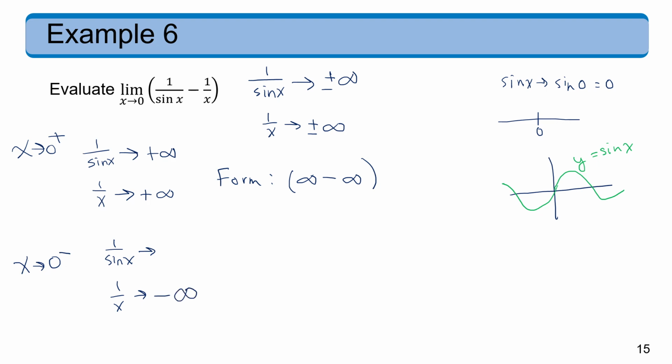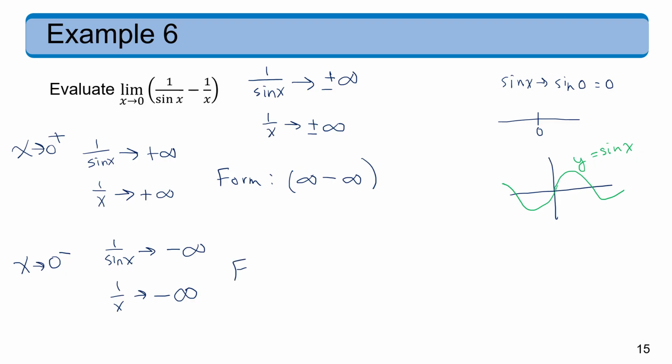Now let's look at the 1 over sine x. So first look at sine. As x approaches 0 from the left, notice the sine is taking on negative values. So 1 over sine would also be negative. So that means we have to choose negative infinity for the limit here.